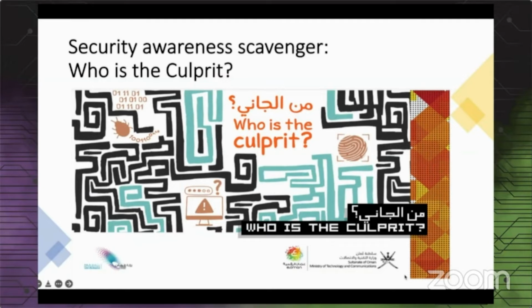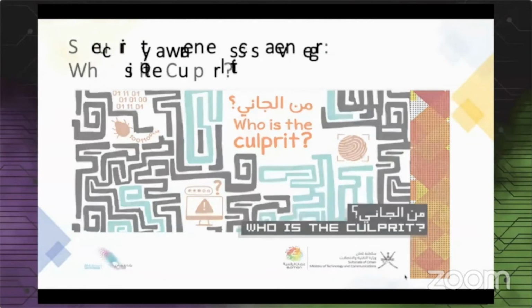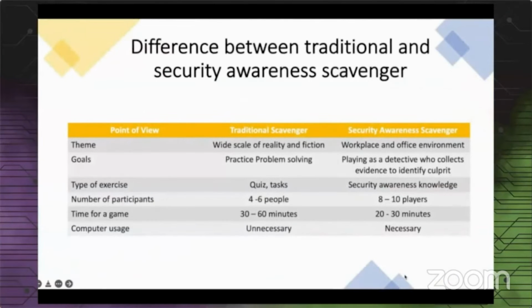This time we are not going to make this mistake, and they were answering right. But the question is, what's the difference between the traditional scavenger hunt that we are used to and the cybersecurity or awareness scavenger hunt? Well, in the traditional scavenger hunt, the theme is based on a reality and function.